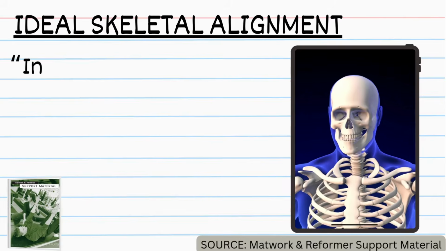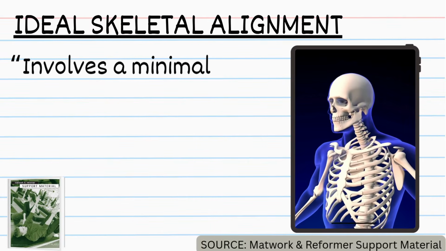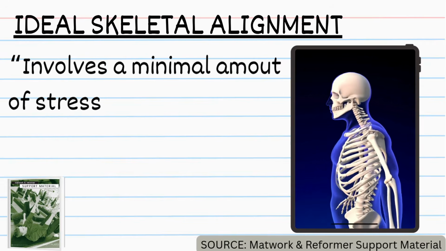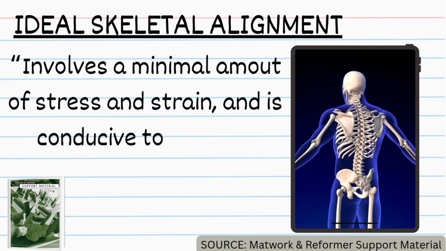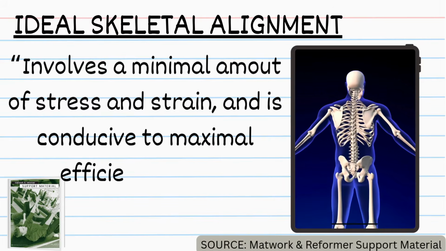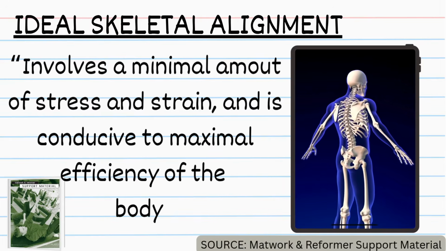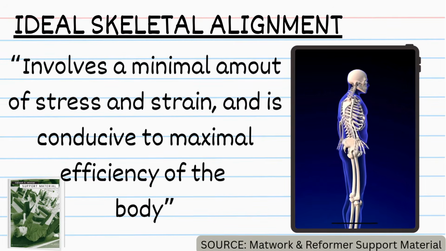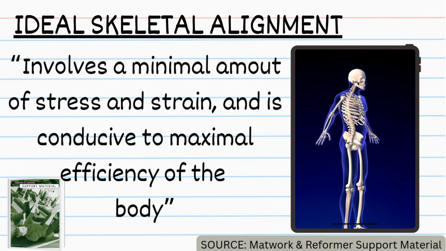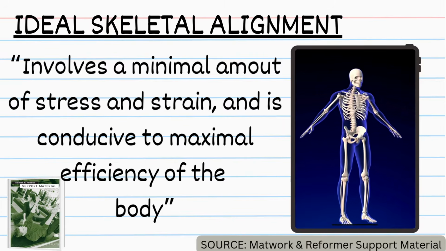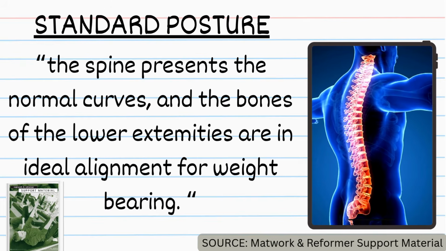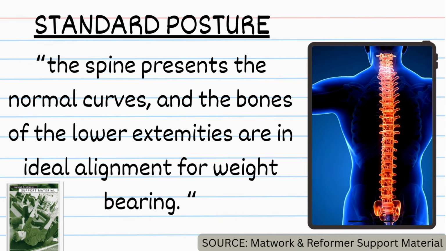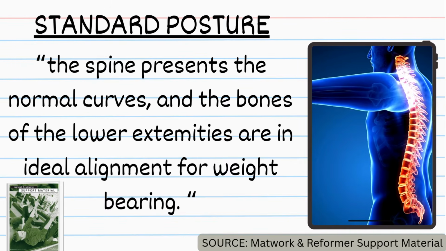Ideal skeletal alignment involves a minimal amount of stress and strain and is conducive to maximal efficiency of the body. So for those of you familiar with or working through the Balanced Body program or Balanced Body equipment, you may see where they might have gotten the name from. In standard posture, the spine presents the normal curves and the bones of the lower extremities are in ideal alignment for weight bearing.